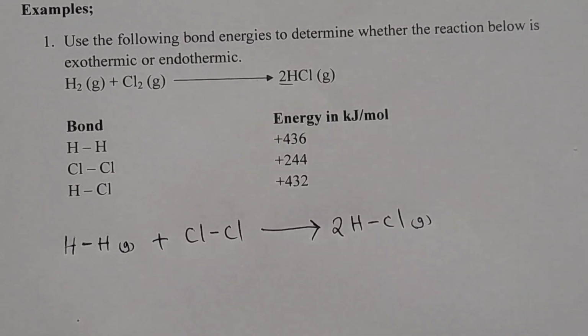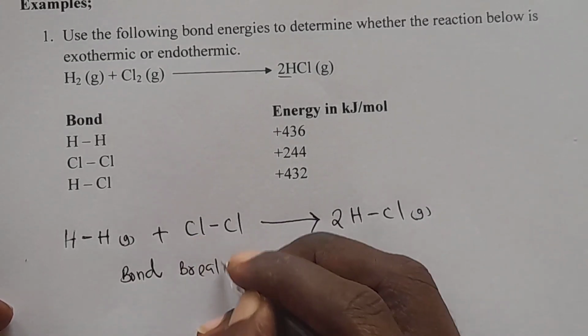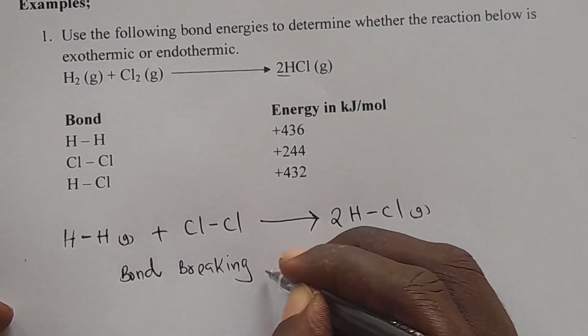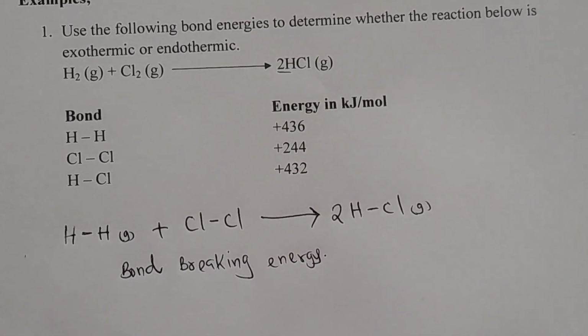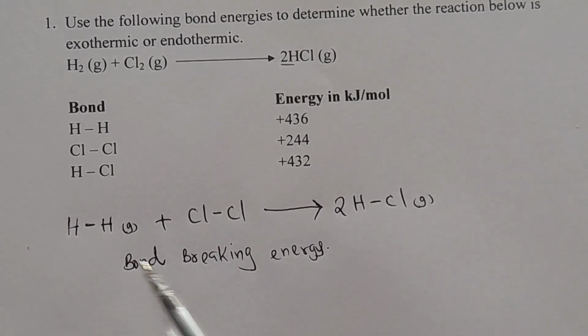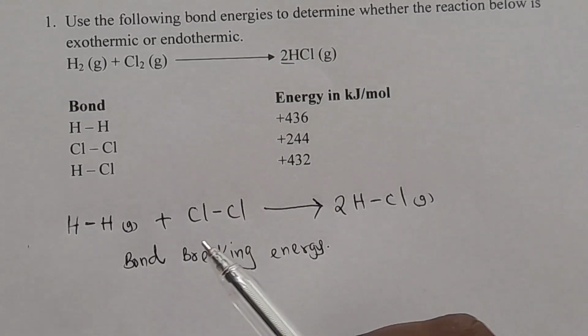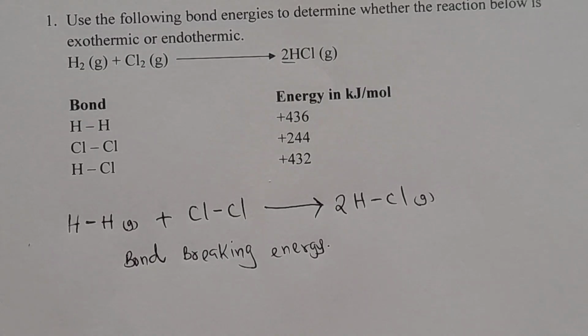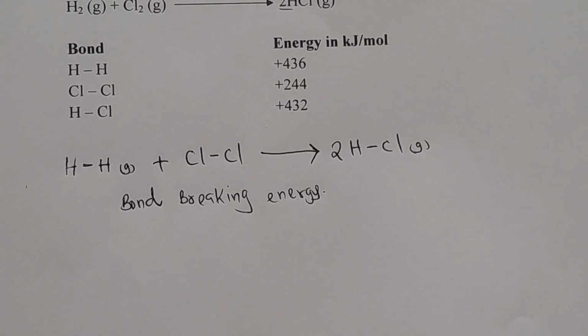So let's first of all have bond breaking energies. Bond breaking will be on the reactant side. This is bond breaking, and this is bond formation, because we are told bond breaking is an endothermic reaction. So it absorbs heat energy for these bonds to be broken down, so that new bonds are formed on the product side. Hence it releases heat energy, making bond formation an exothermic reaction.